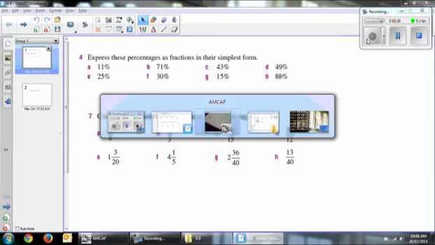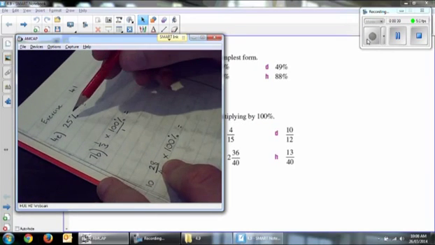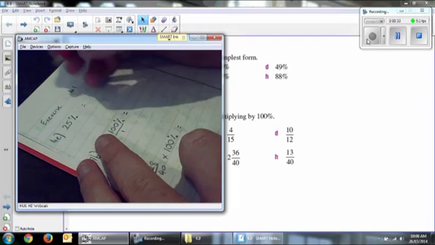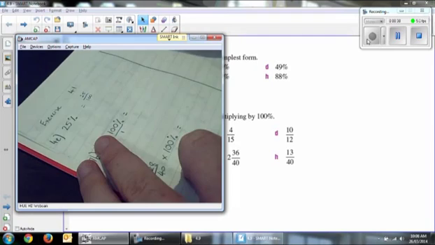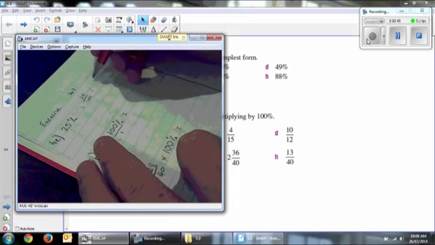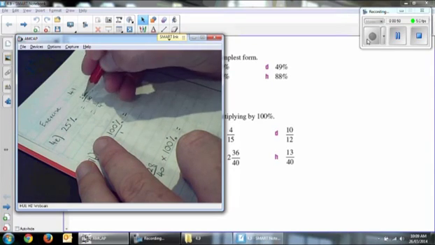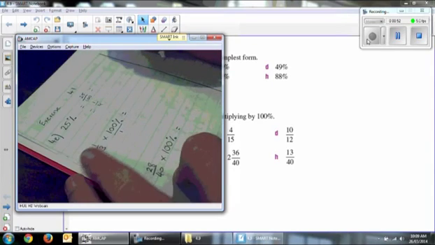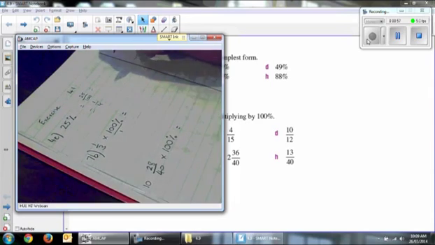Okay, so in 4e, I've copied out here 25%. Now, all percentages, you just simply do this. Put the percentage over 100, because it's all out of 100%, and then obviously we simplify this. It gets simplified into 1/4, because 25 goes into 100 4 times. How easy is that? Pretty simple stuff. The hardest thing there is just the simplifying step.